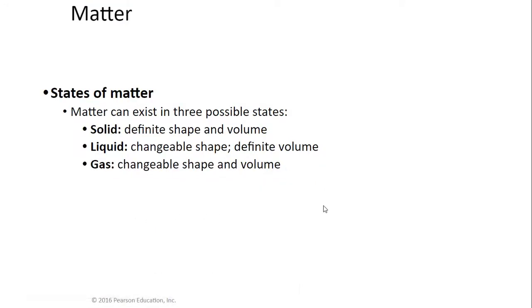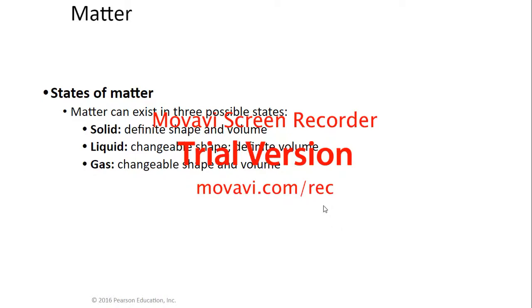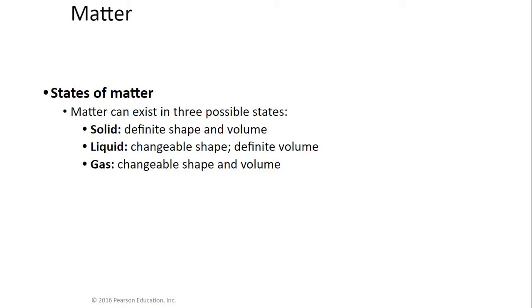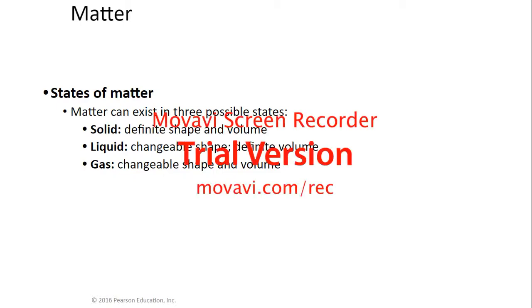All right, so your states of matter. Matter can exist in three possible states. A solid, which has a definite shape and volume. A liquid, which can change shape but has a definite volume. So the liquid can change shape depending on what container it is in, but has a definite volume. And then a gas, which can change shape and volume.